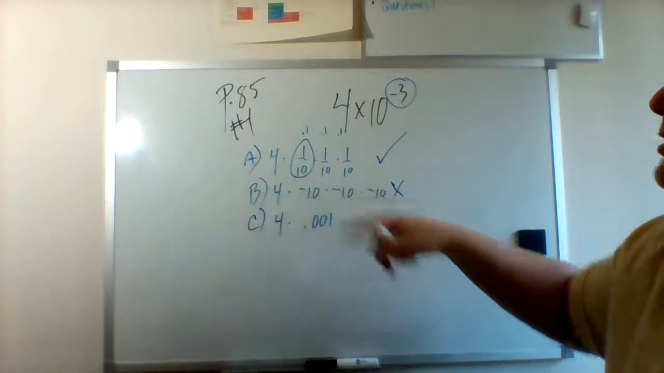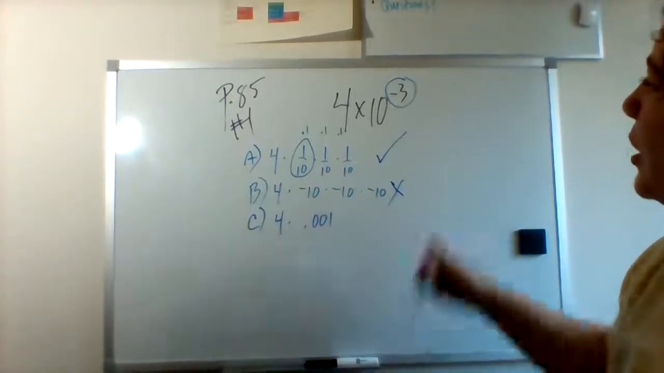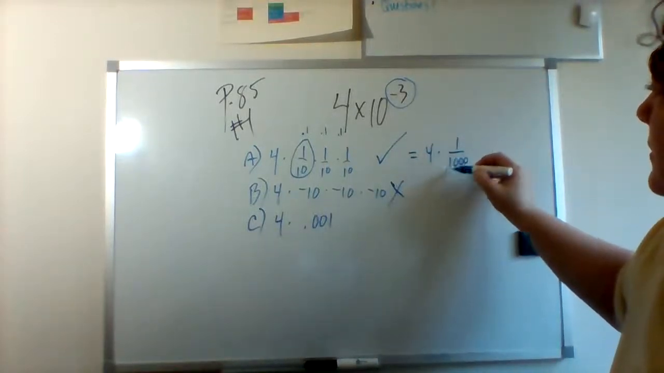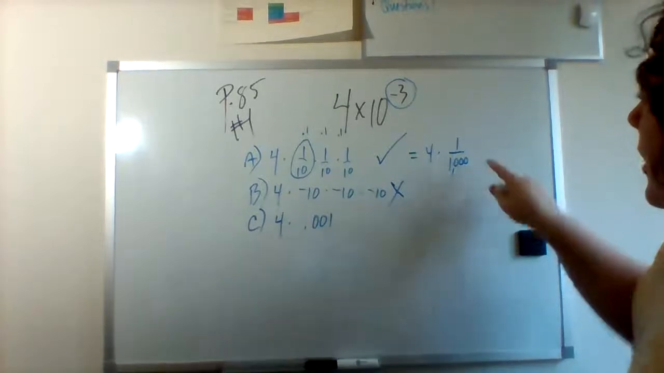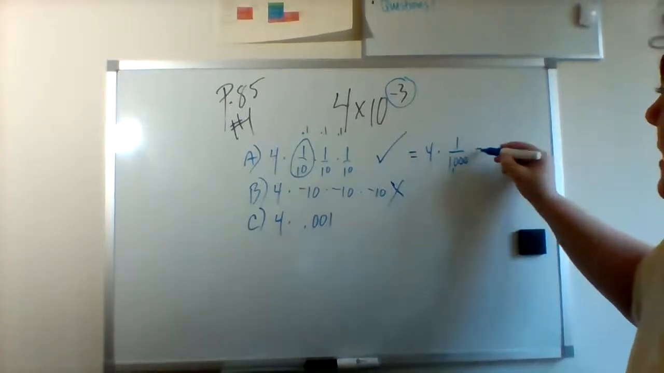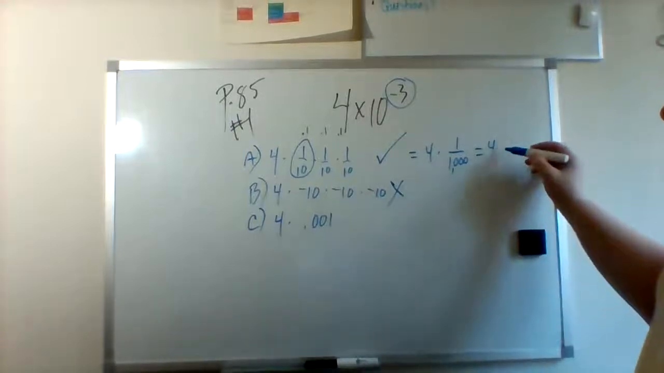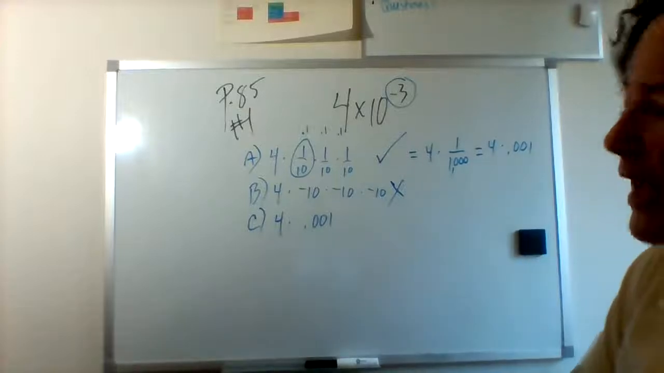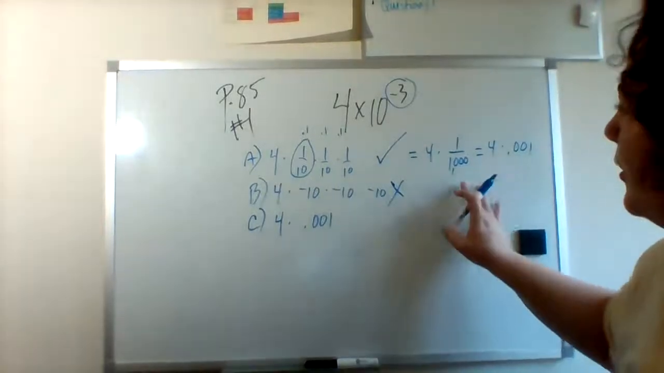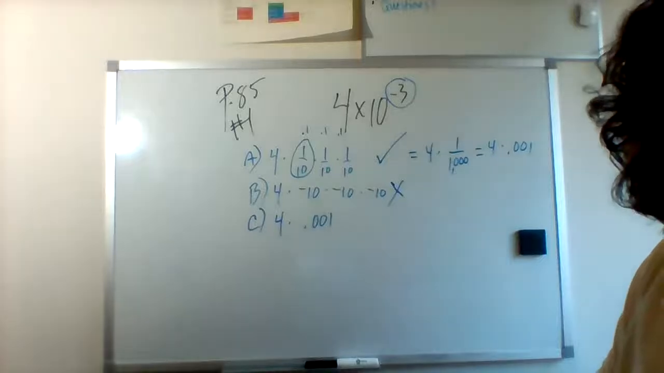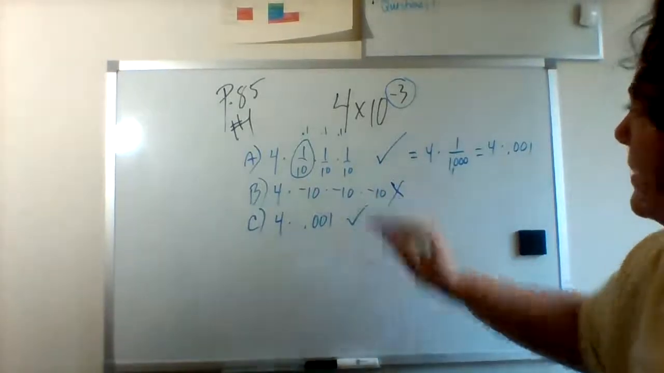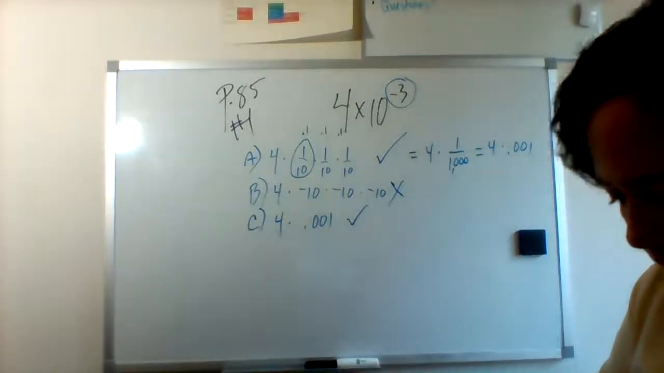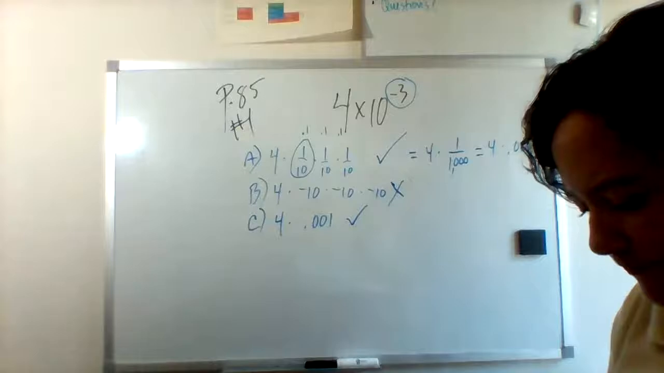10 times 10 times 10, you know that 10 cubed is 1,000. So if this is 4 times 1 over 1,000, well, what's 1 over 1,000? That's the same thing in decimal form as that. And if you weren't sure, you could use a calculator, but hopefully you recognize that. So this one is okay. That one is equivalent. Okay, we got 3 more to go, right?